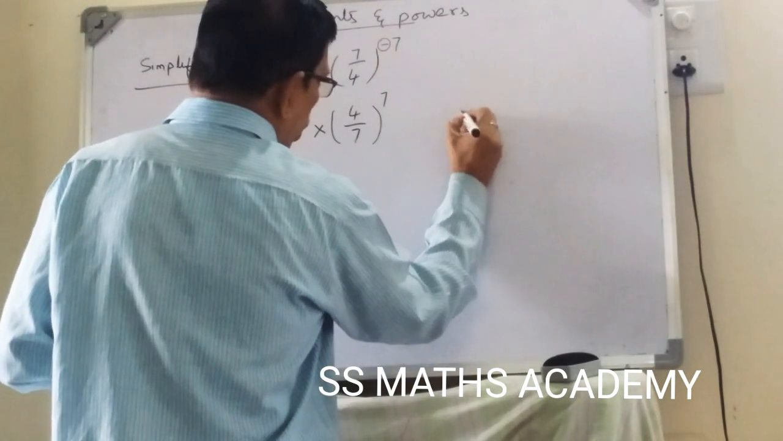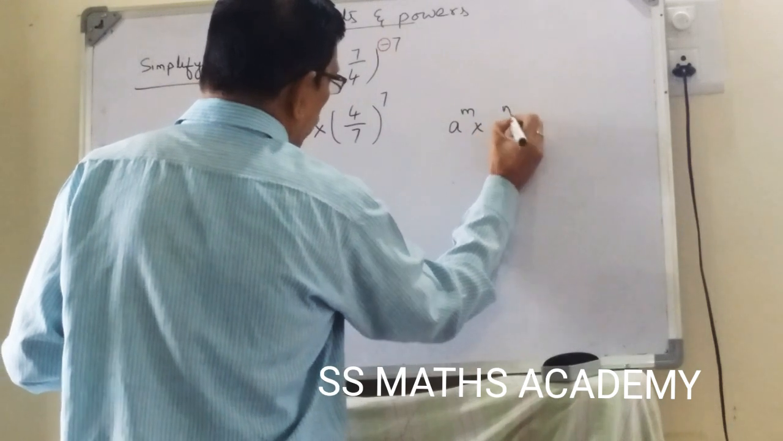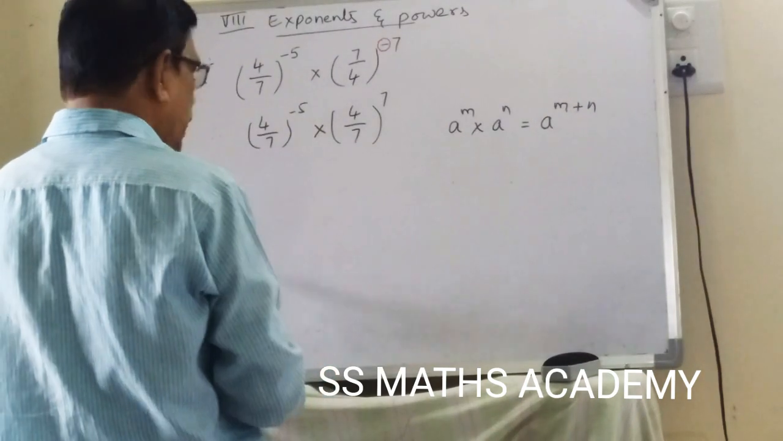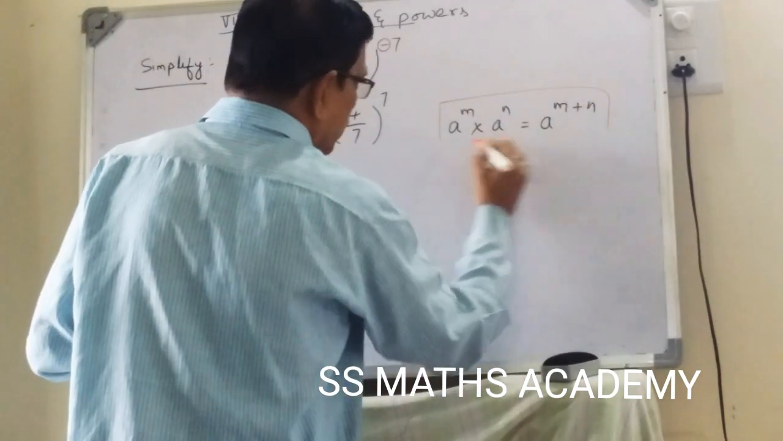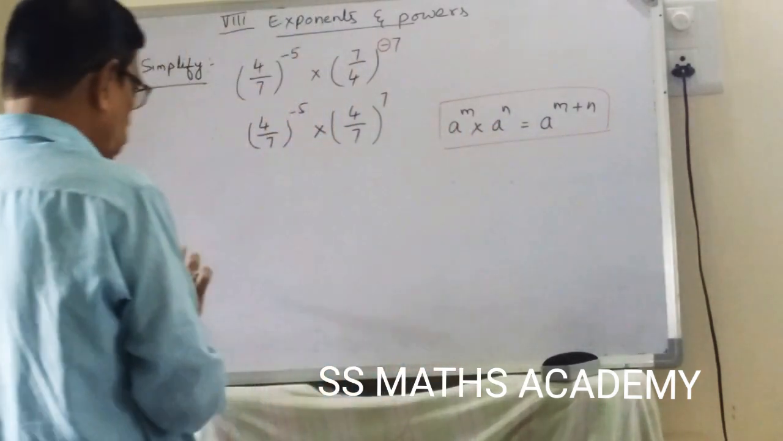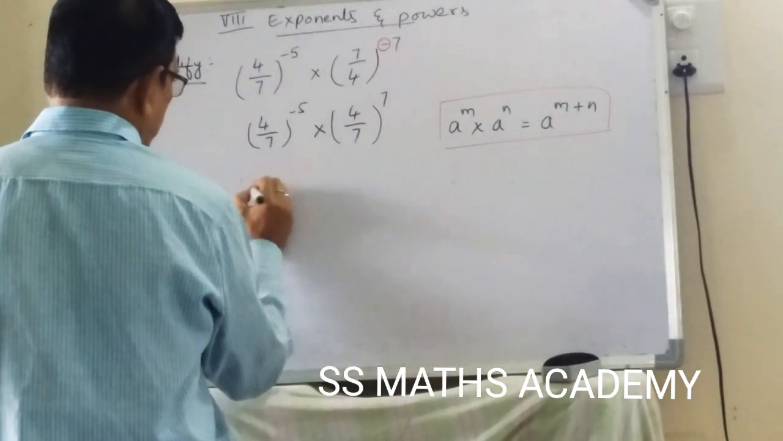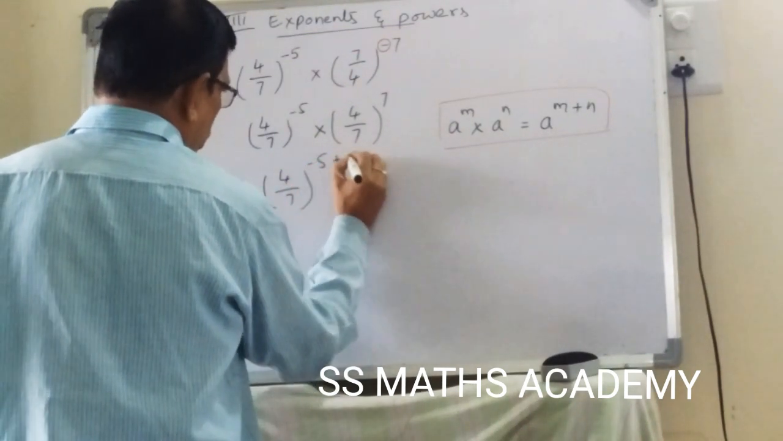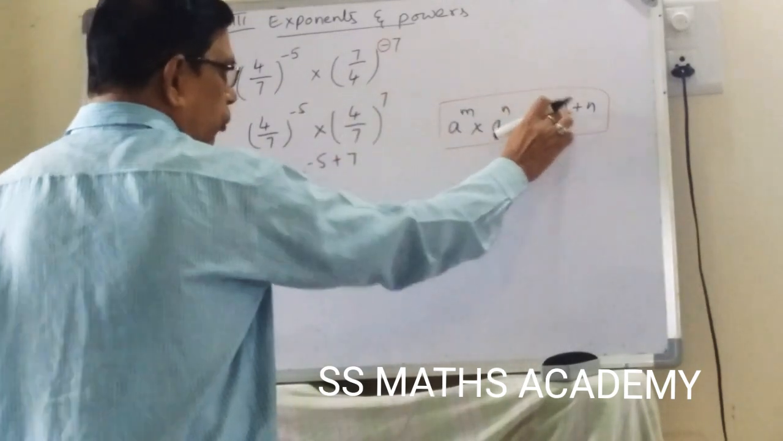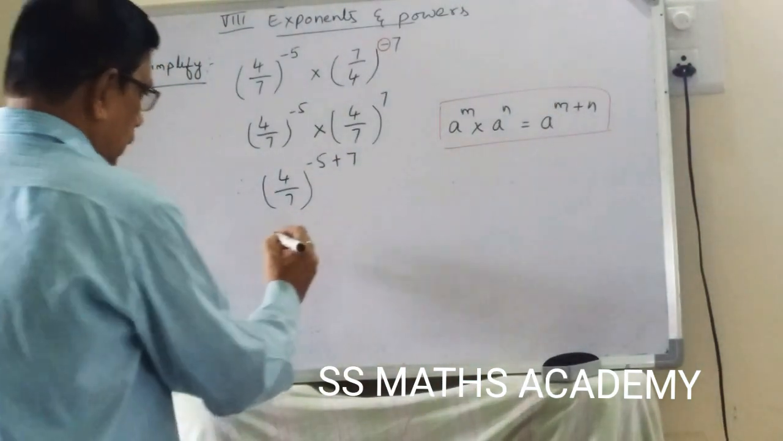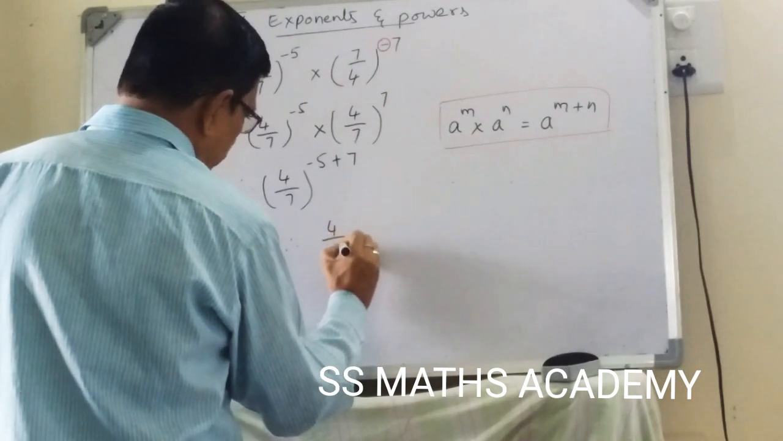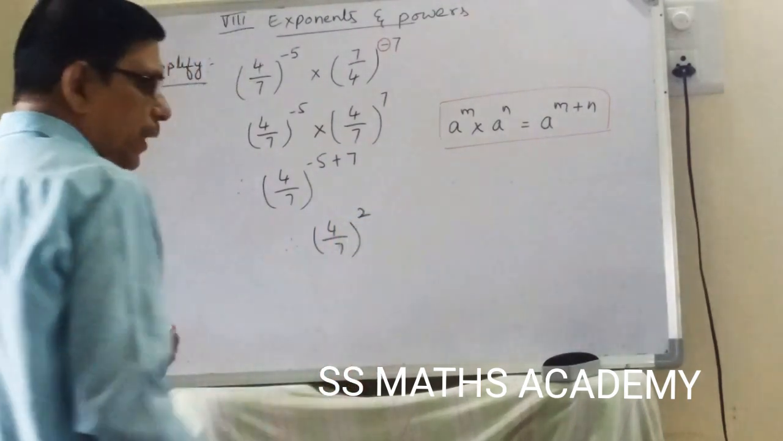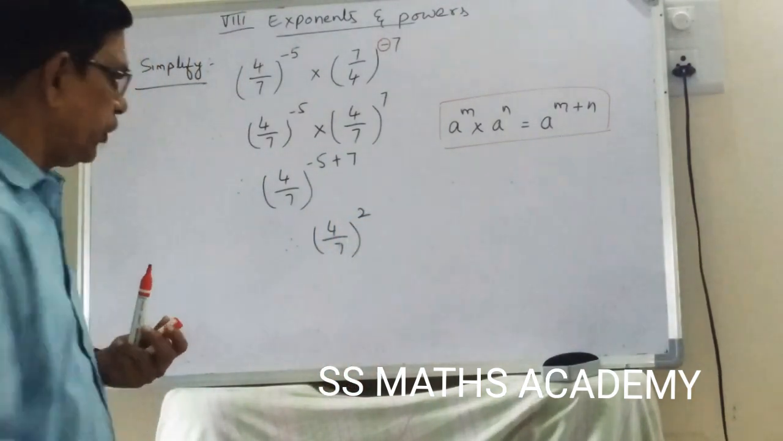So we can use this formula: a to the power of m into a to the power of n is equal to a to the power of m plus n. When the bases are same, we need to add up the powers when there is a product between the two numbers. Therefore (4/7) to the power of -5 plus 7; these two powers we need to add up. Therefore (4/7) to the power of, 7 minus 5 is 2. So -5 plus 7 is equal to 2.